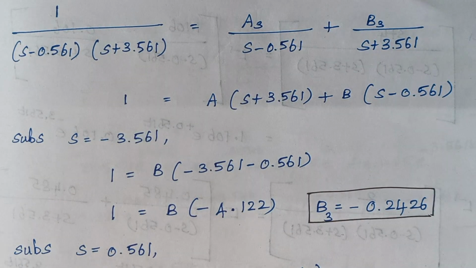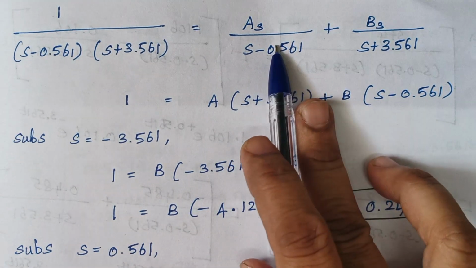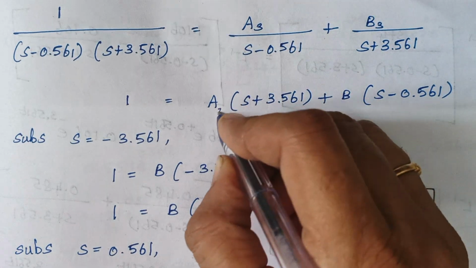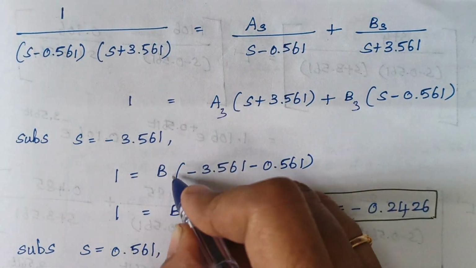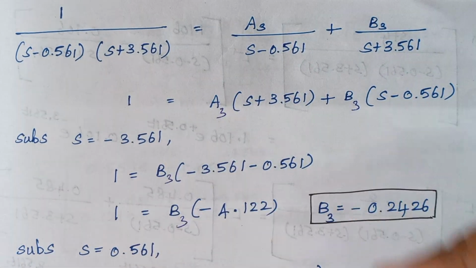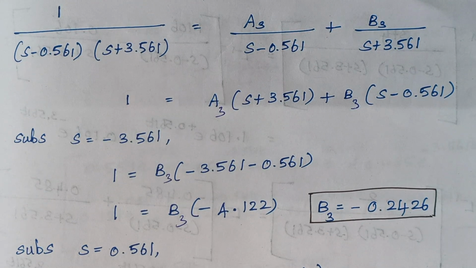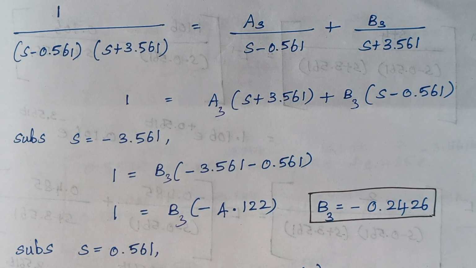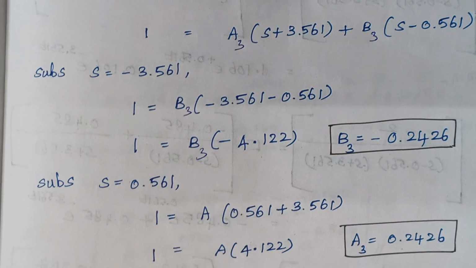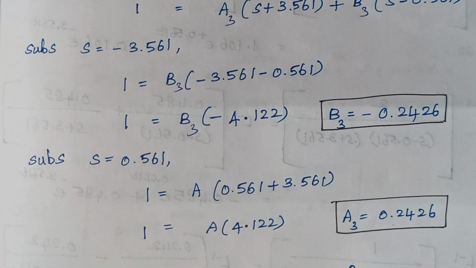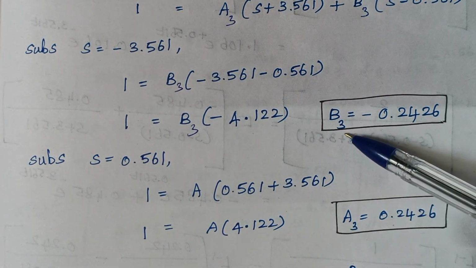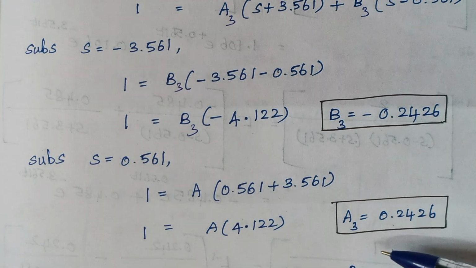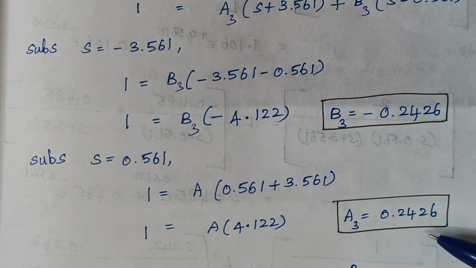Similarly, when you consider your third expression, right, so here the terms are A3, B3. So as usual, by partial fraction, just split and write and just substitute the values accordingly and calculate the values of A3 as well as B3 here. Right, here both the values are B3 is minus 0.2426 and A3 is 0.2426.